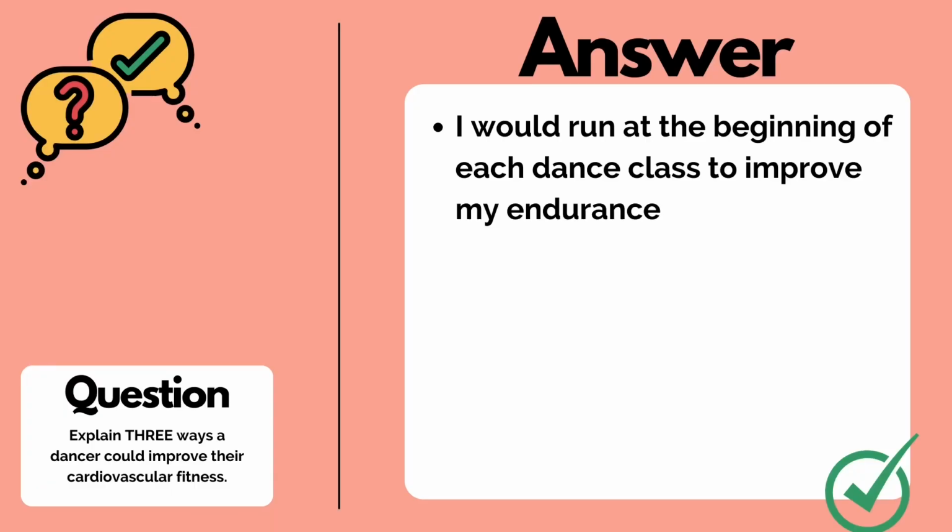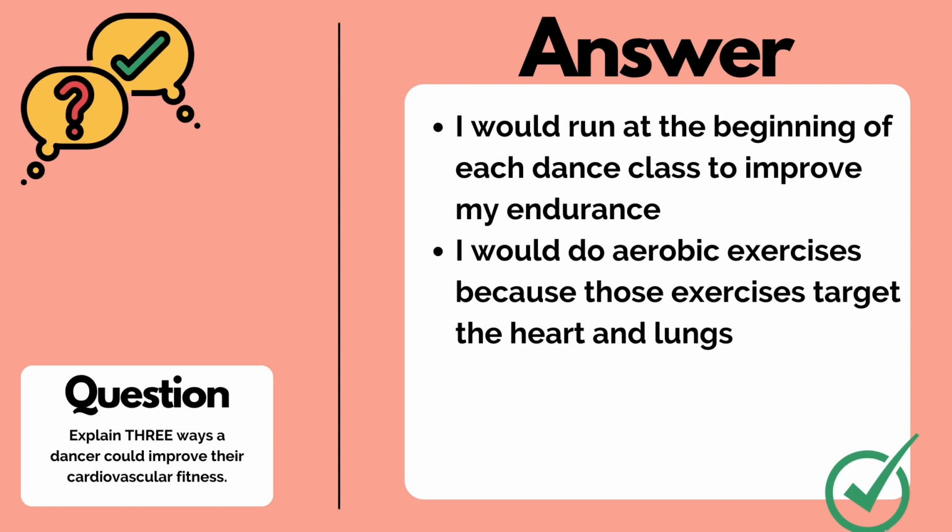So what would be a better way of answering that question? Let's look at each one of those things because they're valid, but you just haven't answered them in full. What could we say about run? We could maybe say something like, I would run at the beginning of each dance class so that I can improve my endurance, because that already explains it. The second one we looked at was aerobics. I would do aerobic exercises because those exercises target the heart and lungs, and we know cardiovascular has to do with the heart and lungs. The third one, we said 3 times a week.